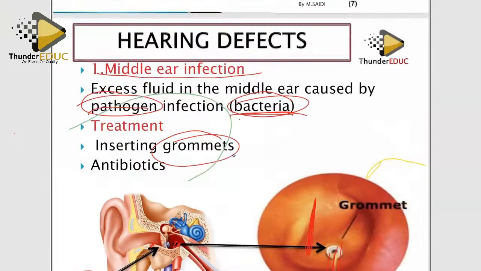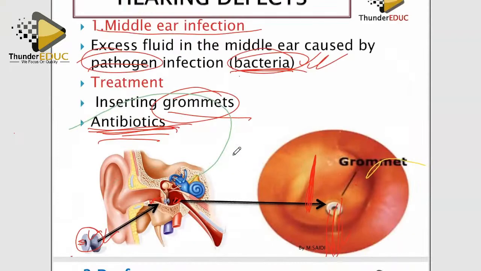Number two, because this is caused by a bacteria, we apply antibiotics. So antibiotics will work there. So we insert the grommets, and number two, we apply the antibiotics. This can cause hearing loss.